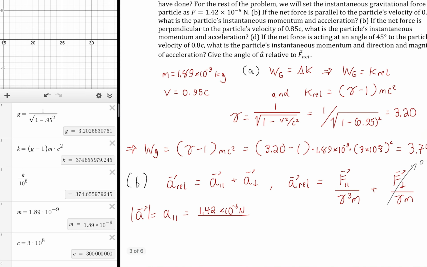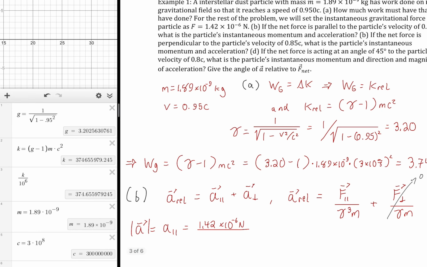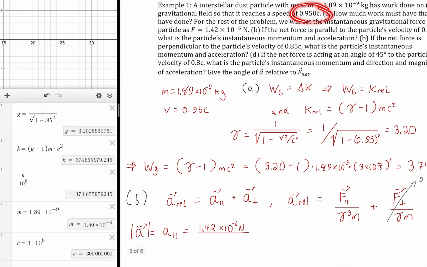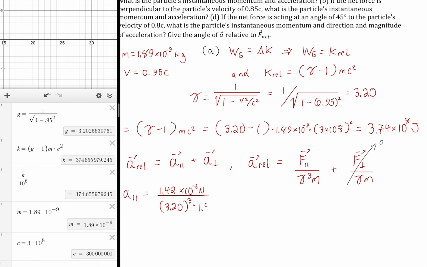So with that in mind, there is still a force, so there's still some sort of acceleration. We don't care what the final velocity is, we just care what the original velocity is, right? Because eventually it'll be going faster or slower. But then we divide by our gamma cubed m value. We know that gamma is 3.2 because that's the same number, okay? And that will be cubed, and then we'll put the mass in there. So 1.89 times 10 to the negative 9 kilograms, okay?